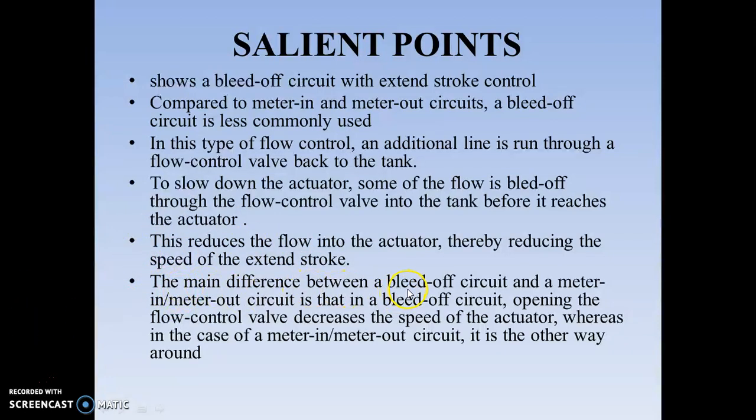Now what is the difference between a bleed off circuit and a meter in and meter out circuit? The only difference is that, as you can see here, opening the flow control valve decreases the speed of the actuator. In case of a bleed off circuit, if I open the flow control valve, it will decrease the speed of the actuator. But in case of a meter in or meter out circuit, if I open the flow control valve, it will increase the speed of the actuator.